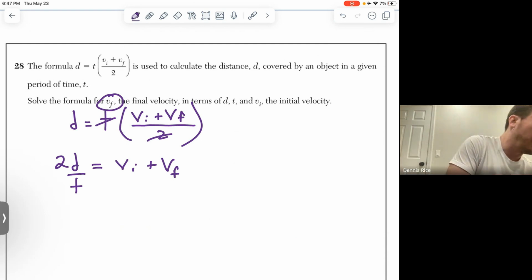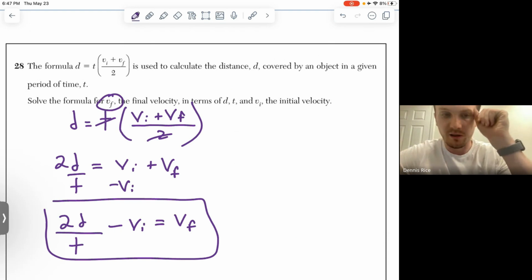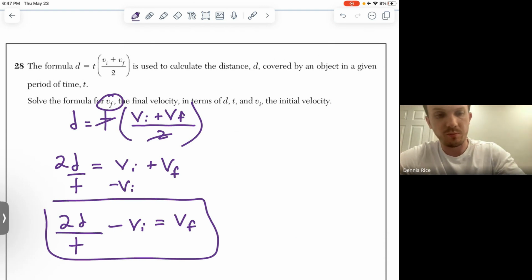Yeah, subtract VI. Let me subtract VI from both sides. So our final answer is going to be 2D over T minus VI, separate, not a part of that fraction. I wrote it the opposite way, but that's fine. Be careful not to put that in the numerator of the fraction, that happens after the division. We're separate from the division. Don't be thrown off if they try to make it scary with subscripts. They basically don't do anything.